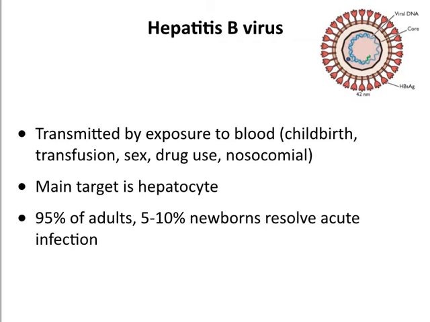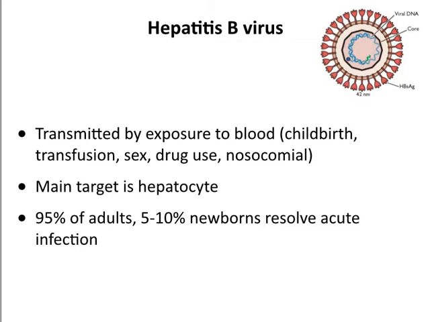And this virus is transmitted by exposure to blood, either at childbirth, or if you get a contaminated transfusion. In the old days, before we knew to look for it, it was passed by the blood. Sexual activity will also transmit it. Drug use. You can also pick it up at a hospital if it's not properly decontaminated. The main target, as the name would indicate, is the hepatocyte, the liver cell. This virus goes to your liver and replicates there and can cause problems.